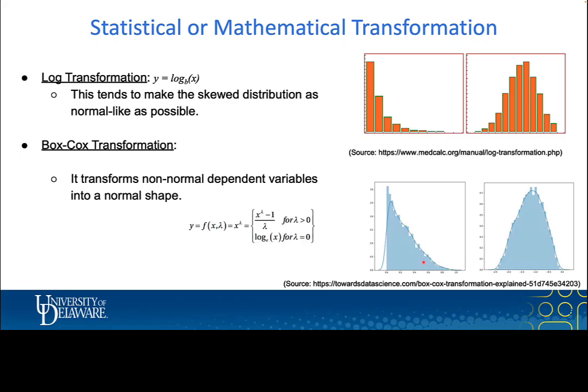In terms of statistical or mathematical transformation, these are used for skewed data distribution, making the distribution as normal shaped as possible. We have an example here for log transformation to make the distribution more normal-like, and the same with box-cox transformation. The log transformation reads log of x to the base b is equal to y. The box-cox transformation formula we have here has a prerequisite that the numeric values to be transformed must be positive.